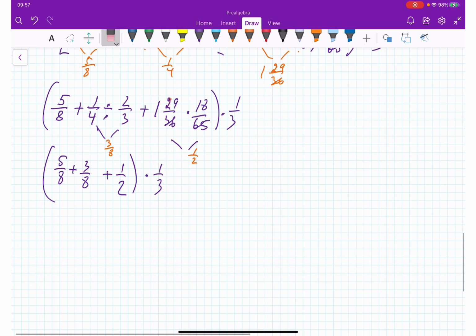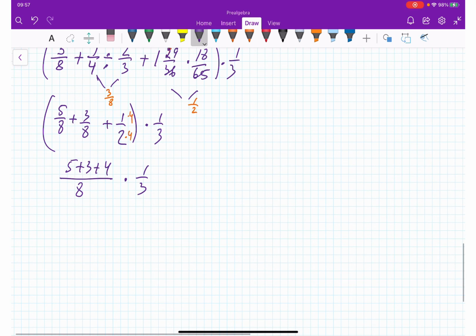Let's add 5 over 8, 3 over 8, and 1/2. I'm going to multiply here by 4. That's all. And it's going to be equal 8. Here we get 5 plus 3 plus 4. And this is times 1/3. So this is going to be equal. 5 plus 3 is 8. 8 plus 4 is 12 over 8 times 1/3.